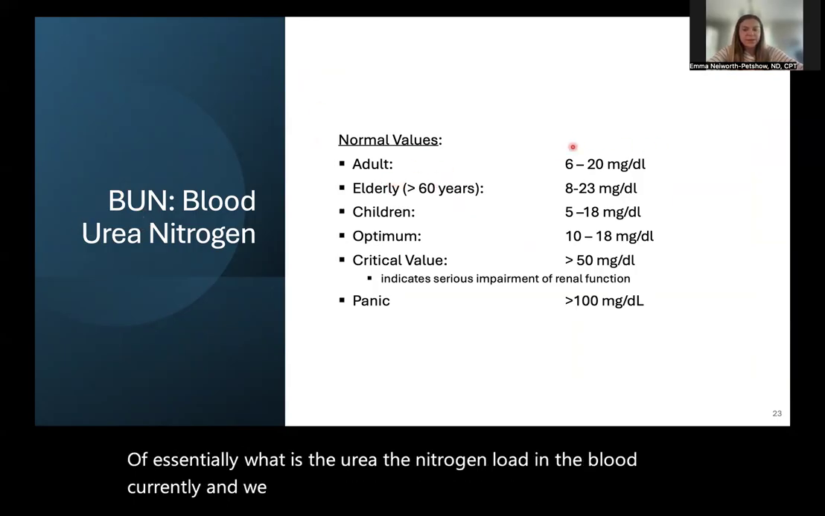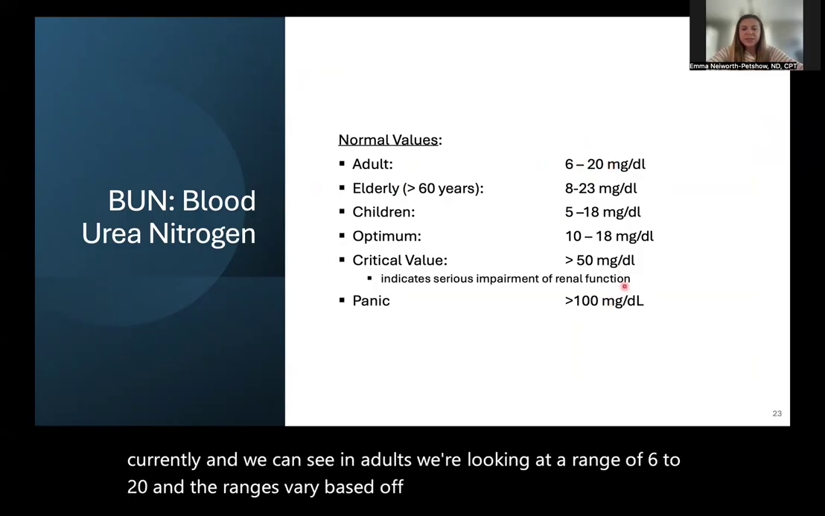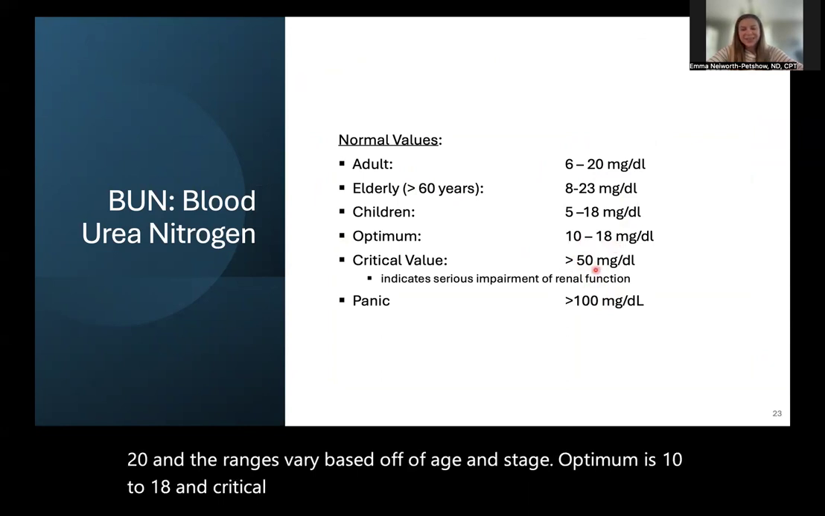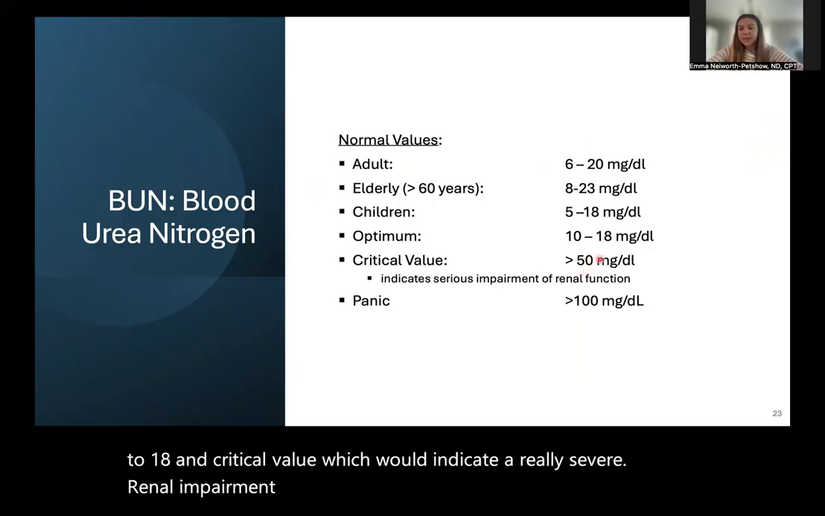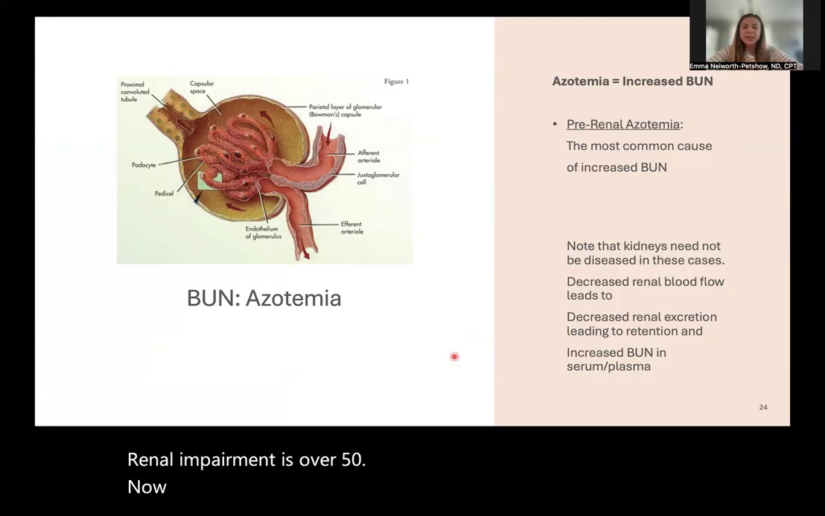We can see in adults, we're looking at a range of 6 to 20, and the ranges vary based off of age and stage. Optimum is 10 to 18, and critical value, which would indicate a really severe renal impairment, is over 50. Now, azotemia is increased blood urea nitrogen or increased BUN.